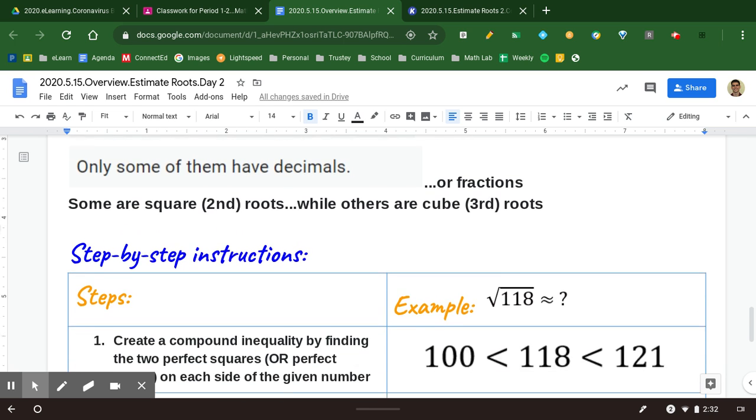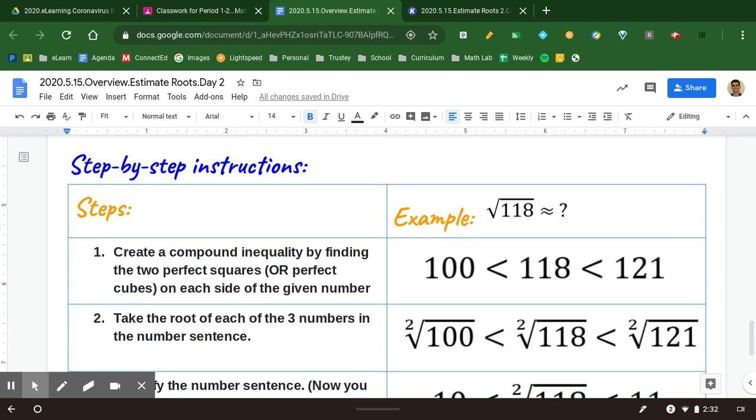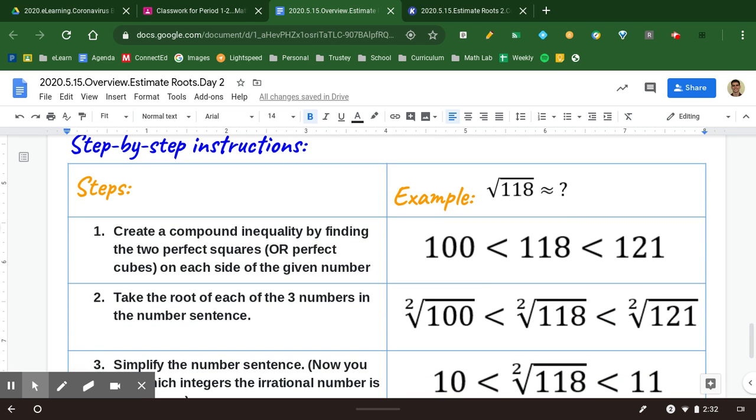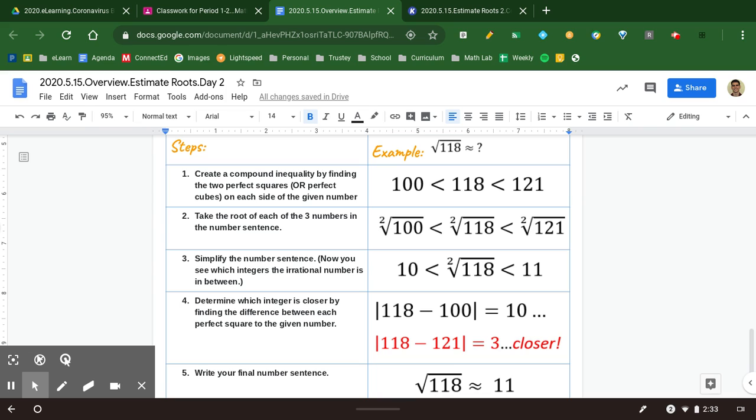Now, when it came to the instructions, I'm going to go ahead and pause and highlight some instructions for you. So here I go with the steps and an example right next to it. Let's say we want to find the square or second root of 118. Step number 1, make a compound inequality, with 2 or more inequality statements, where there are 2 perfect squares or perfect cubes, one on each side. So for instance, 100 is smaller than 118. 118 is also smaller than 121.